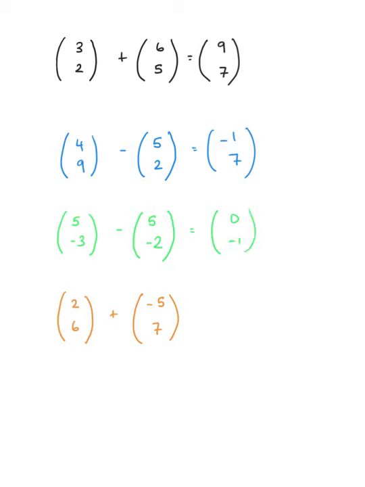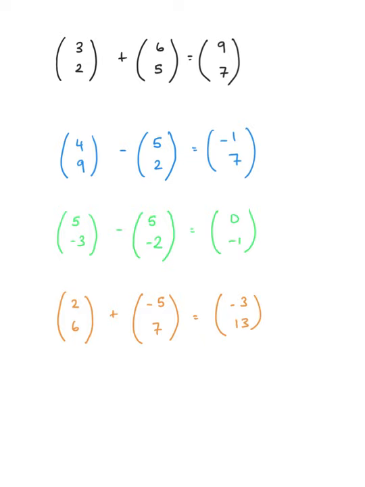Now be careful here. Remember, a minus take away a negative number results in a plus. You are allowed to have a 0 in a vector. That's just telling me that I was going 0 along and 1 down. So if I was on a compass, it'd be just like I'm going south. 2 plus minus 5 is minus 3, and 6 plus 7 is 13.